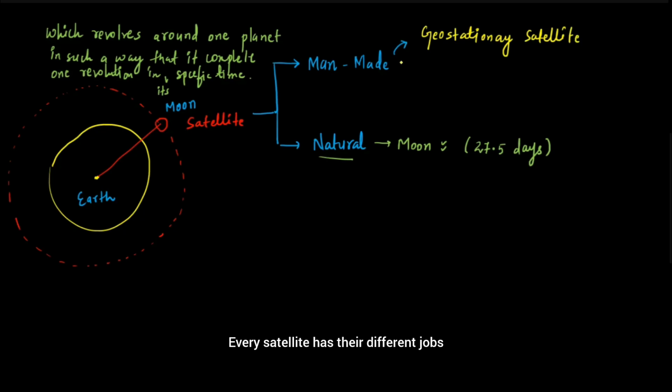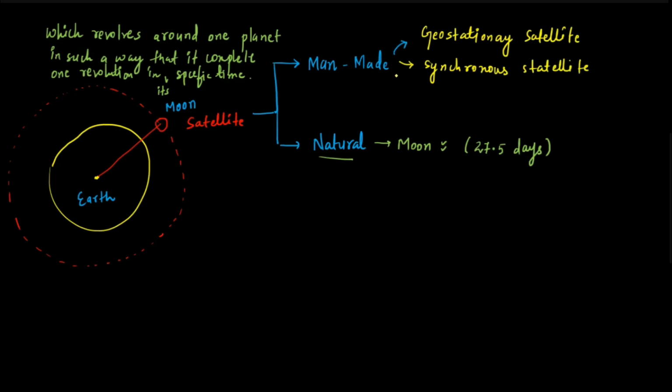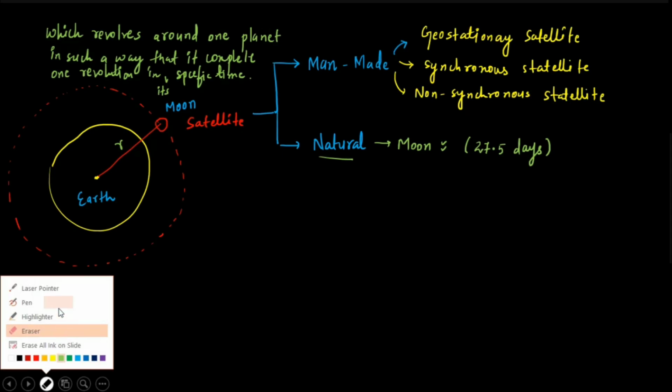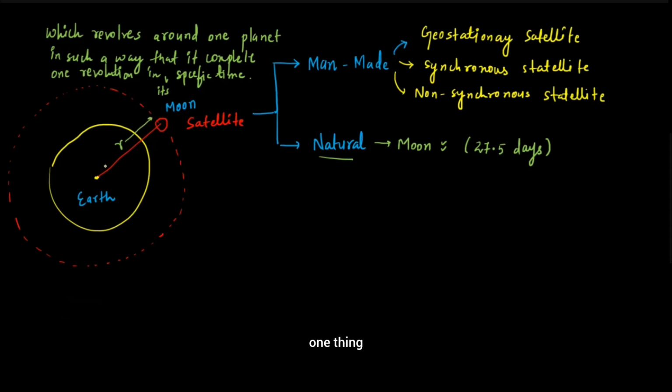Every satellite has a different job. Then we have synchronous satellites, and then we have some non-synchronous satellites. Each type of satellite plays a different role. What we need to understand here is the distance from the center of Earth at which it will revolve. It will depend upon one thing, and that is in how many days or months or years we want the satellite to complete one revolution.